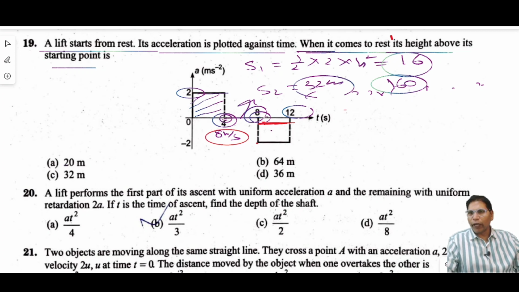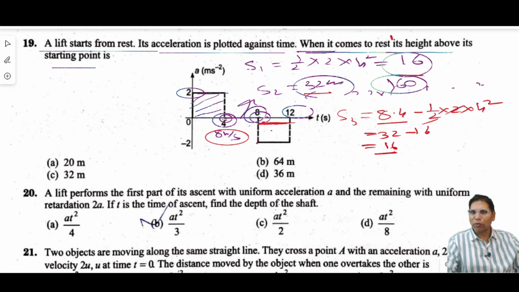Now look at this. S3 is 8 into 4 minus half into 2 into 4 square. This and this cancel out. So this is 32 minus 16, so this is 16 meter. Now 16 meter plus 16 meter, 32 meter plus 32 meter, 64 meter is the distance traveled by the lift.